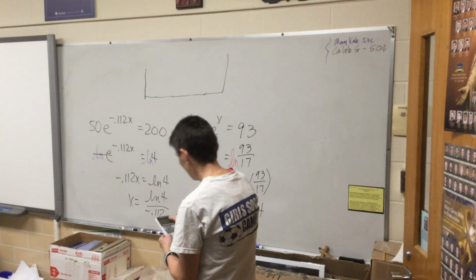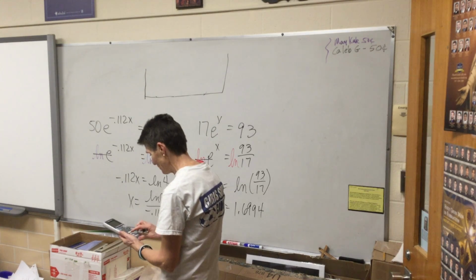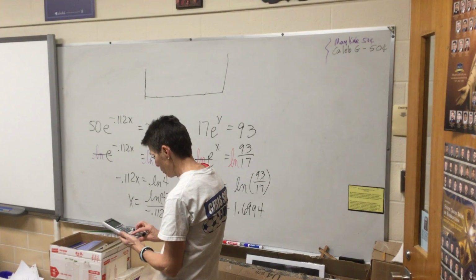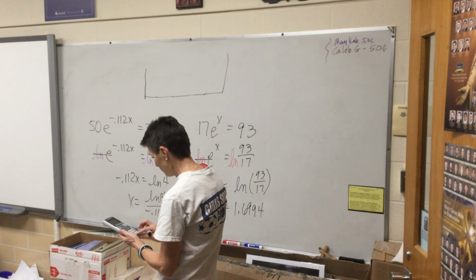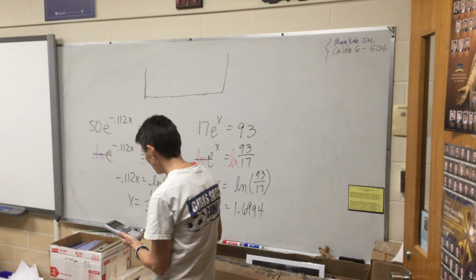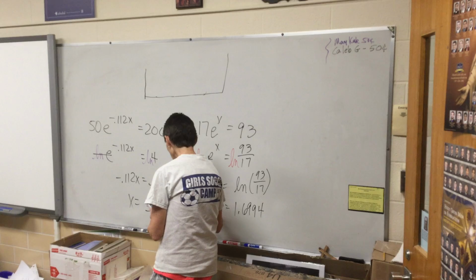Be really careful, as always, kids, you have to close that parentheses. So ln 4, close the parentheses, divided by negative 0.112, and I got negative 12.3776.